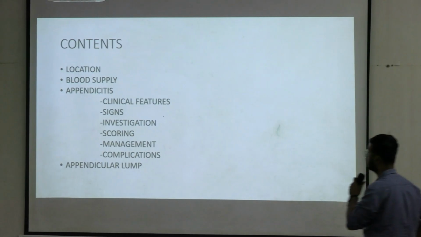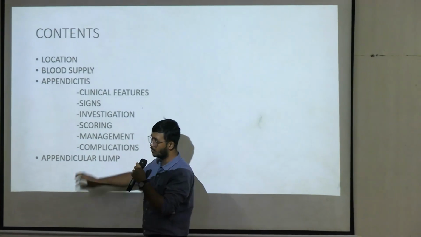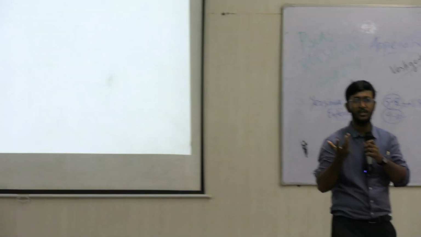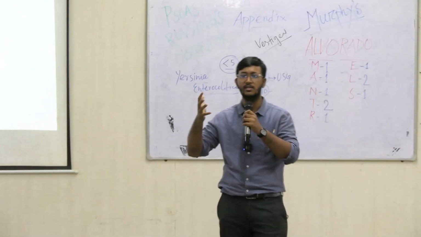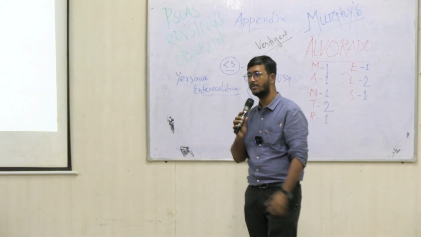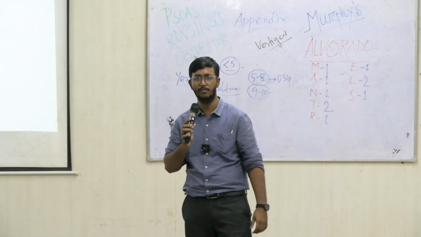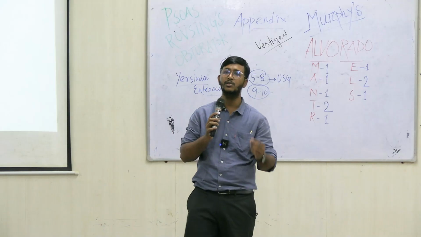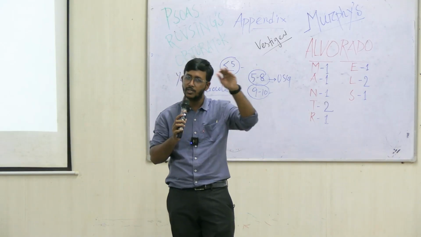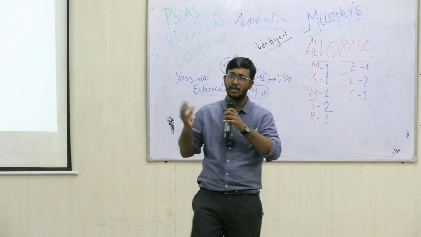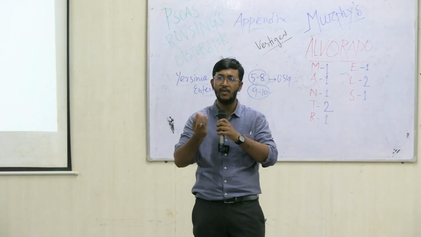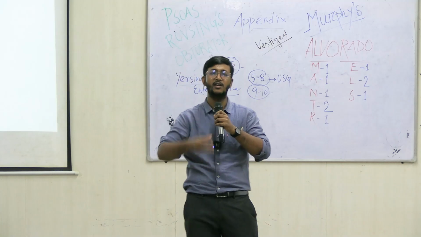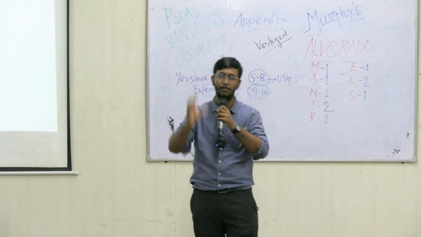Now, coming to one extra thing, that is your appendicular lump. Appendicular lump is something like the infection, appendicitis. Sometimes what happens, in the last seminar, we talked about the greater omentum. So the greater omentum is known as the policeman of your abdomen. Why? Because whenever it sees any infection, it goes and covers it up. Now, appendicitis is an infectious, inflammatory situation. So the greater omentum comes and overlaps it, and it makes the appendix look like a lump.